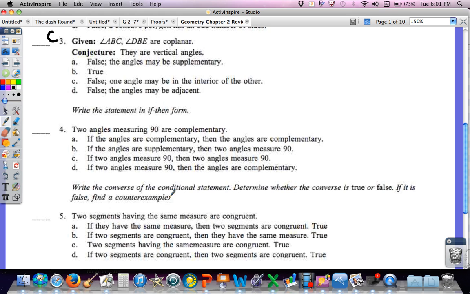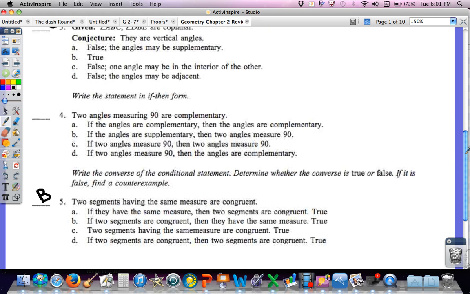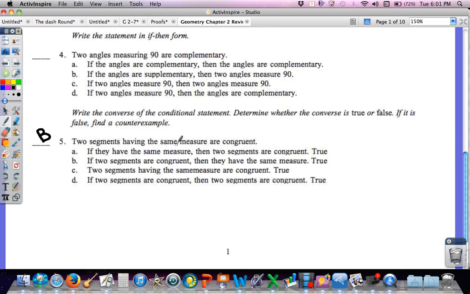Number 5, they want us to write the converse. Two segments having the same measure are congruent. So the converse is when we put the second part first and the first part second. So if two segments are congruent, then they have the same measure, and that is true.